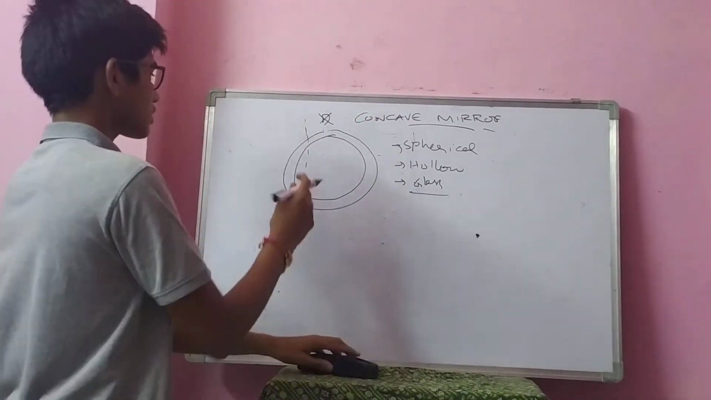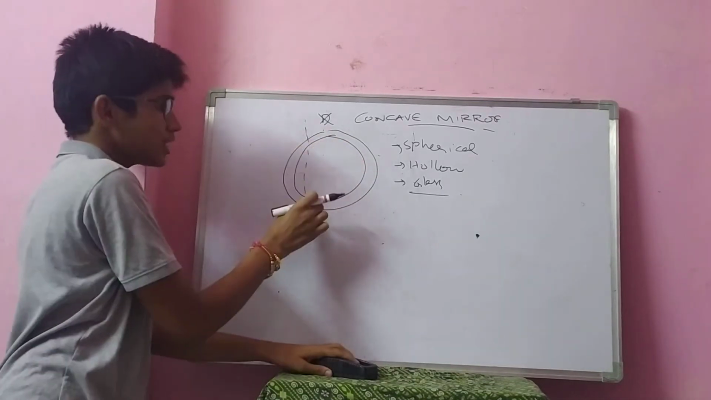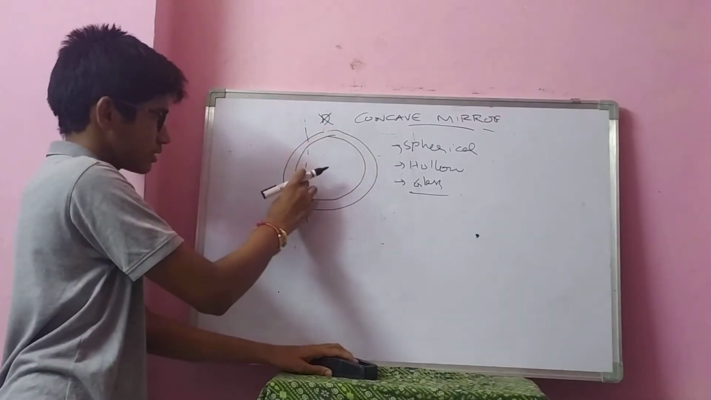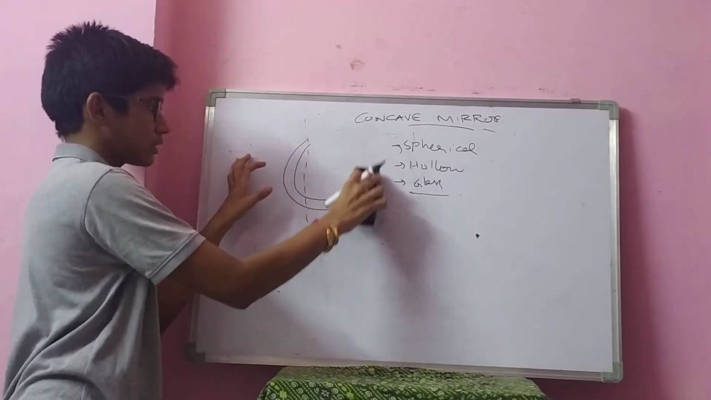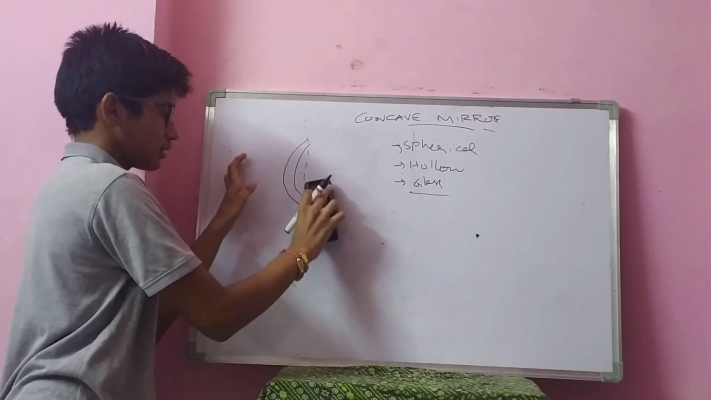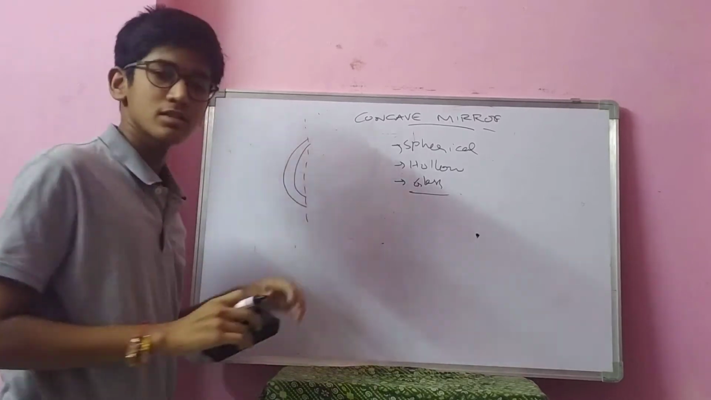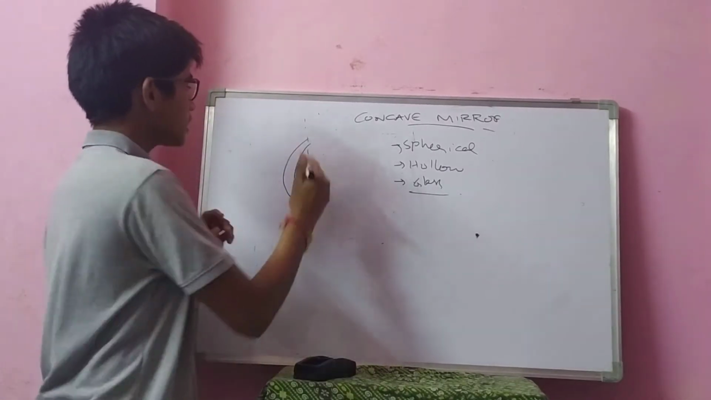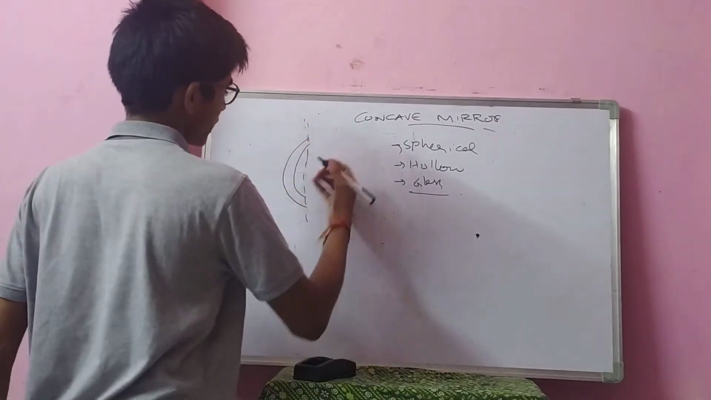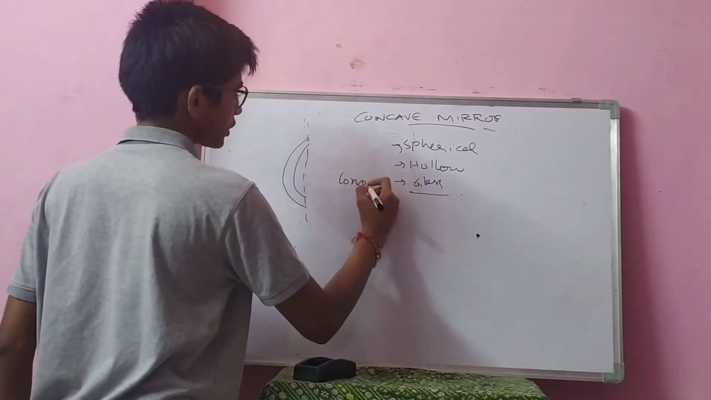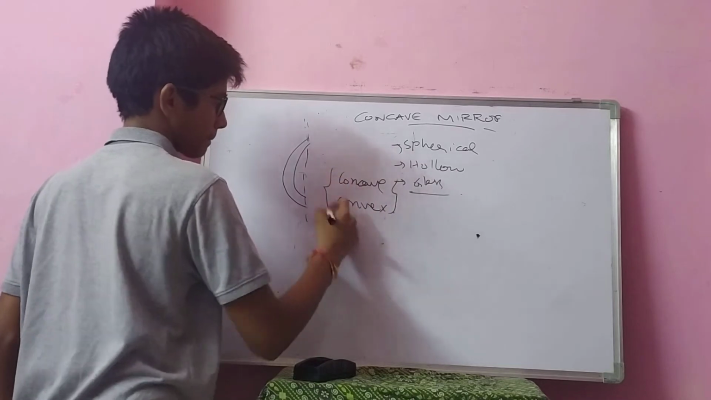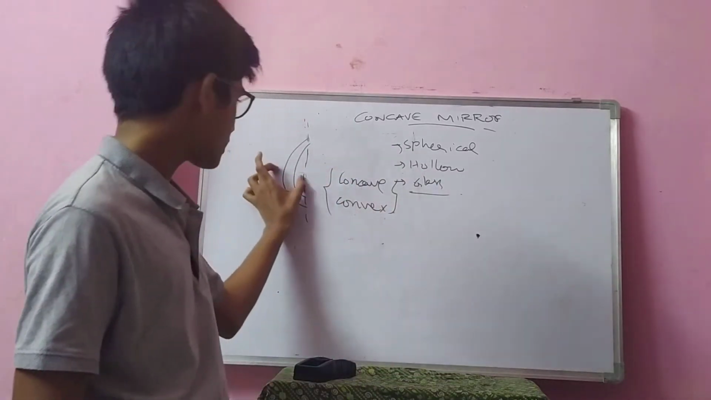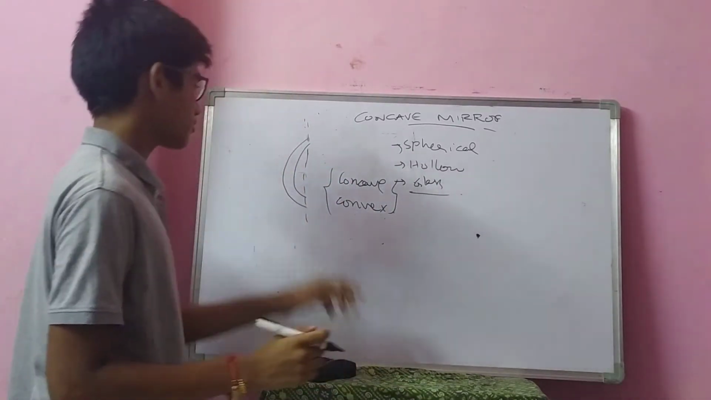Now I am considering the smallest part of the sphere which we cut. This is the smallest part, so I am omitting the remaining part. Now this is made into a concave or convex mirror by silvering one of the sides of the hollow glass surface.